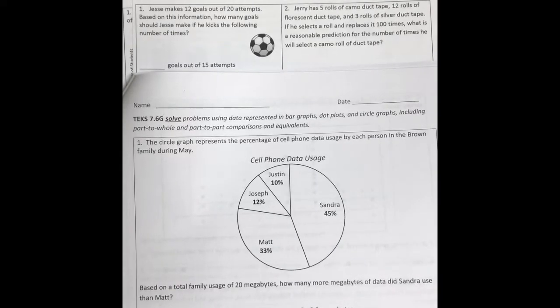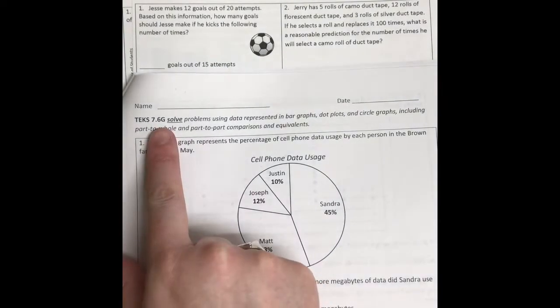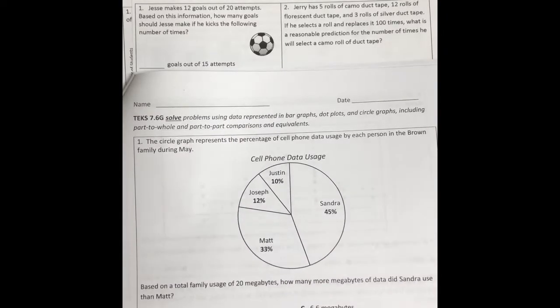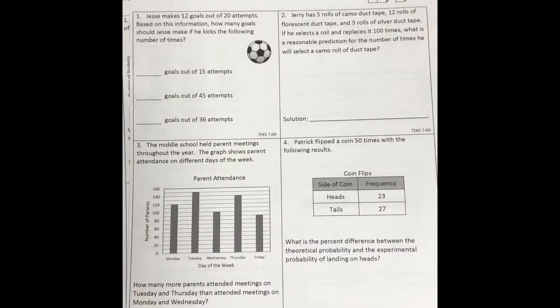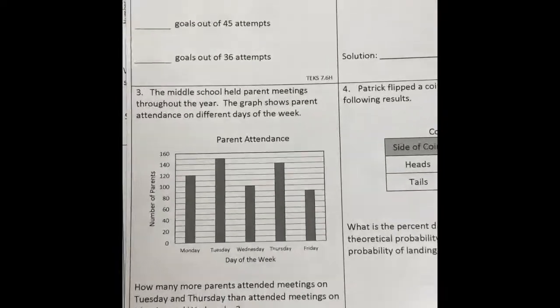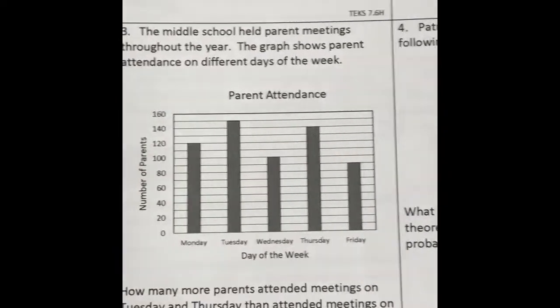Okay, this one is going to be about 7.6G. It's again using bar graphs, dot plots, and circle graphs to represent information. So we're going to jump right in. It's 7.6G, so I'm going to start with this one.